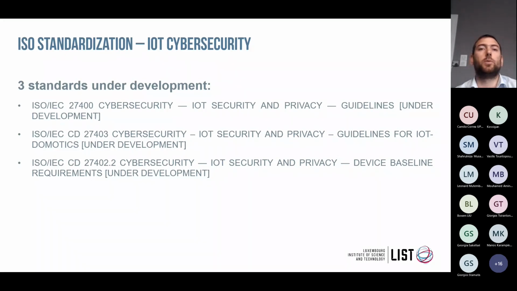But the first one, ISO 27400, on guidelines for IoT security and privacy, is very promising. It will be the first ISO standard on IoT cybersecurity. And for this one, it is currently at the final draft stage. So I guess it will be published in one month or two.